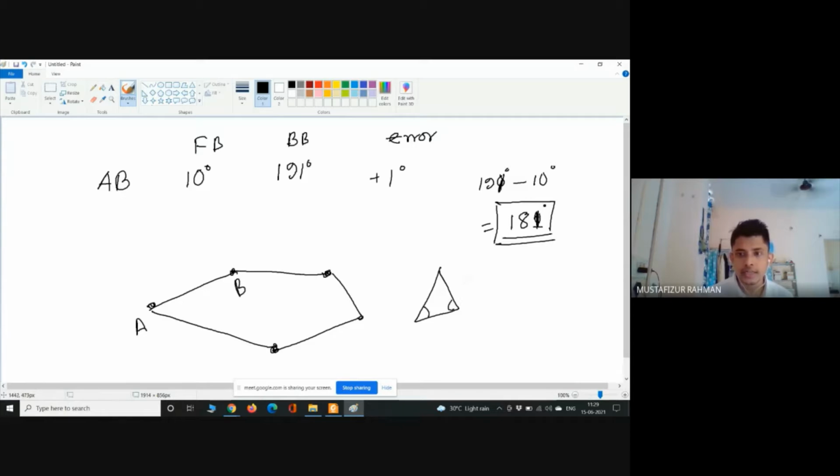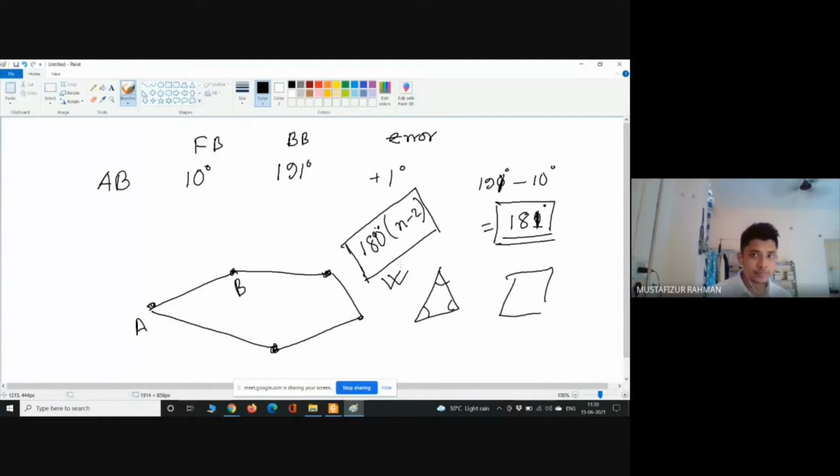So if it is a triangle, it is 180 degree. If it is a quadrangle, it is 360 degree. And like this, we have the formula 180 degree into (n minus 2), right, where n is the number of sides. From there, we can find out what the angle should be. And from these bearings, we can find out the interior angles. And then we can find out what the difference is. Say, for example, we are finding out for a triangle, right?